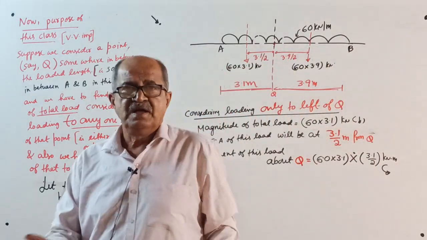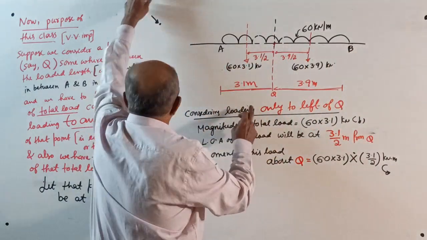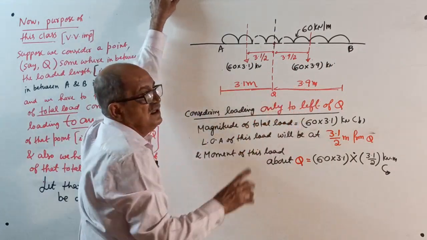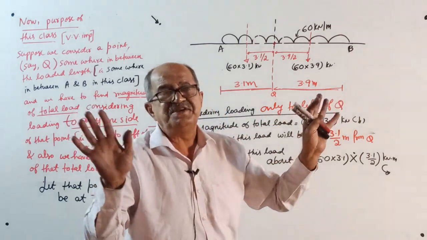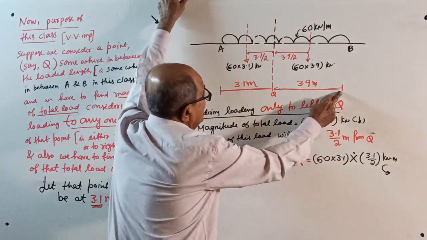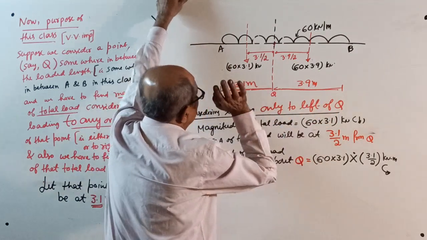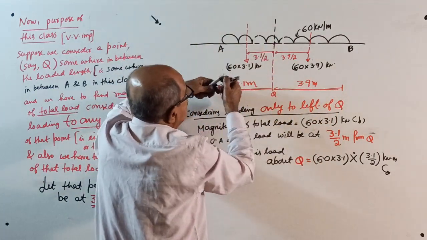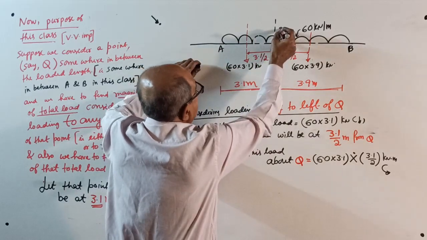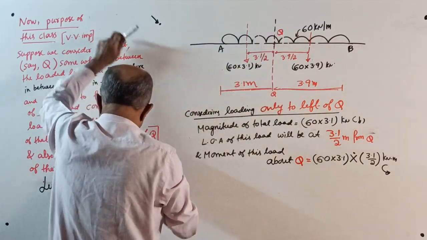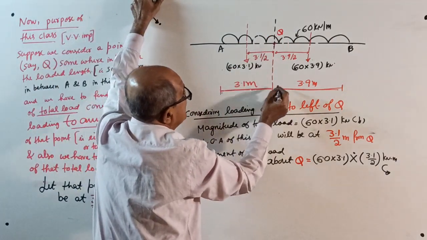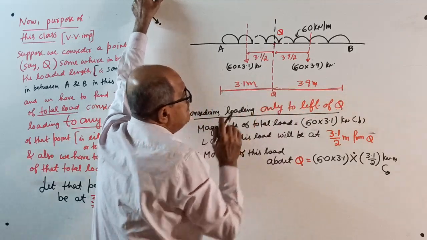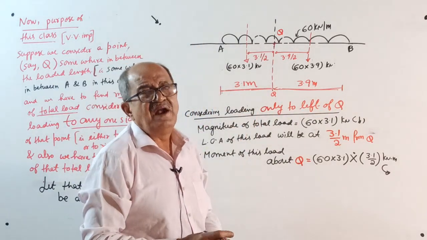See, this total loaded length is 7 meter. Make a note that 7 will vanish now. This is the full 7 meter, and we want a point Q somewhere here, 3.1 meter from A. If this is 3.1 meter, from here it will be 3.9 meter.